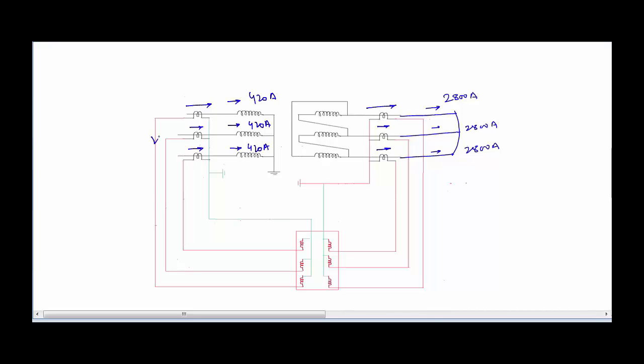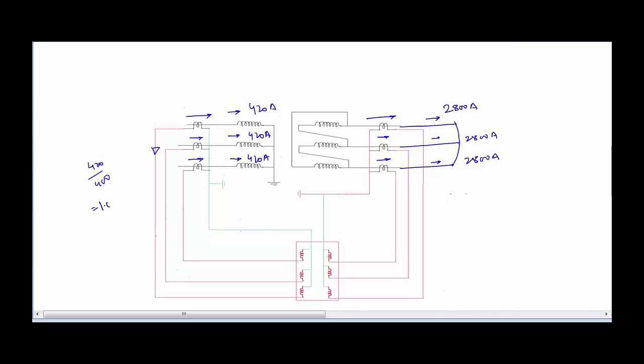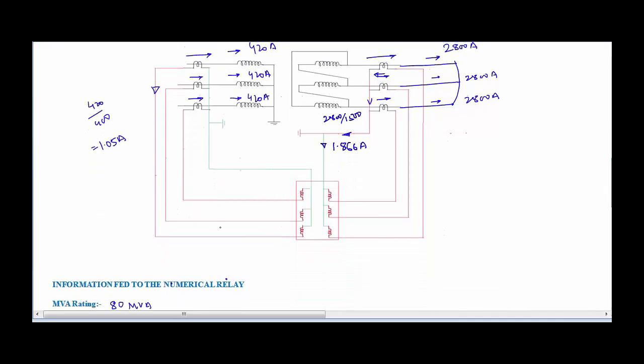So the current that will be flowing in this line will be equal to 420 divided by 400 amperes, which is around 1.05 amperes. And on the LV side, the current will flow in this direction, and its magnitude will be equal to 2800 amperes divided by 1500 amperes, which is 1.866 amperes. So we can see that this current is entering the coil this way, and returning to the system this way.